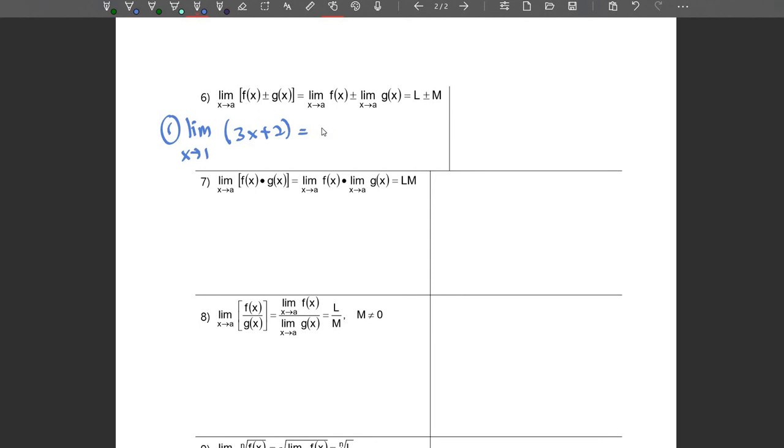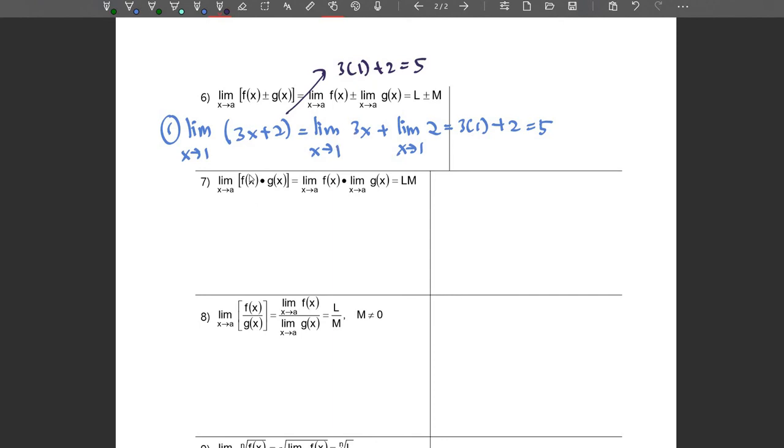This is the limit as x approaches 1 of 3x plus the limit as x approaches 1 of 2. So here it will be 3 times 1 plus 2, equal to 5. That's what it means: plus or minus can be separated. Or you can also solve it directly, 3 times 1 plus 2 is equal to 5. Remember, I just want to explain the properties, that's why I separate them like this.